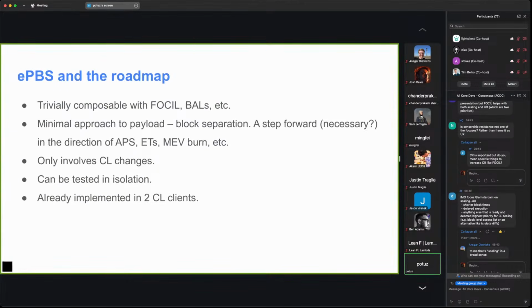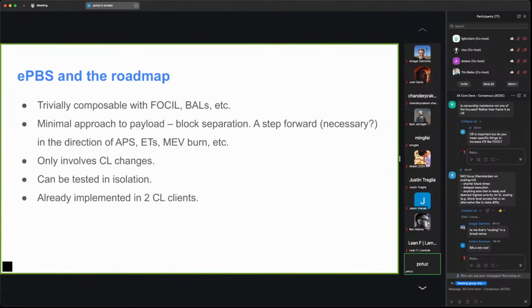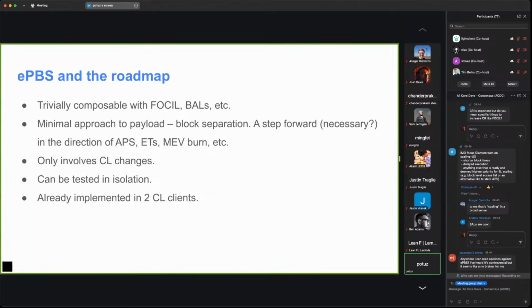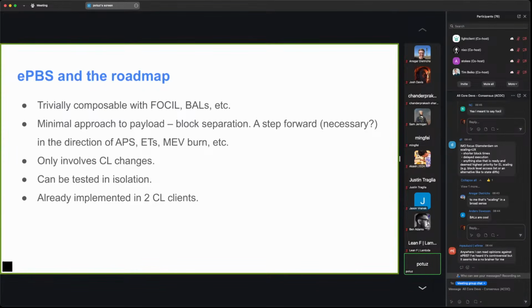Another feature that ePBS has: it's absolutely trivially composable with other proposals for scaling, both on the EL and on the CL. And it's easy because of the mechanism of separating the consensus from execution logic. Once you have different consensus and execution logic, you can just tackle both sides independently. So compare the complication of including Fossil with other proposals for delayed execution. Of course, ePBS gives you delayed execution. And compare it with the proposal on how to include this for ePBS. For ePBS, including Fossil is just trivial.